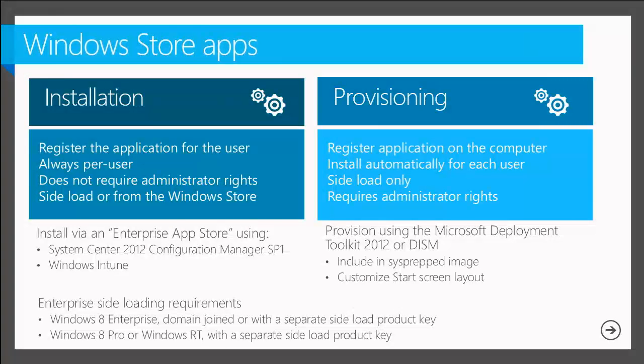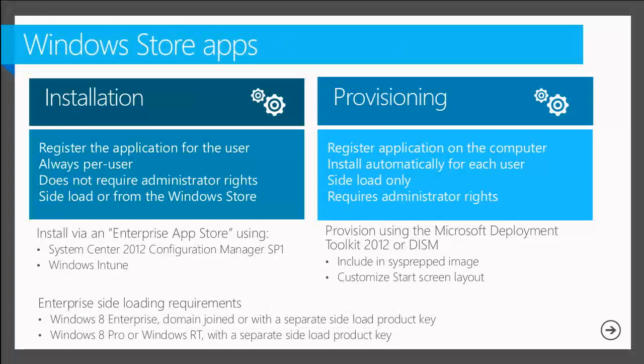So in a lot of cases, what you would do then is you would use MDT to provision the app. You would lay out the start screen the way you wanted it. You can arrange the icons, and when you sysprep the OS then, those provisioned applications are preserved. The start screen layout is preserved. So then when you deploy the OS, everyone gets the apps, everyone gets the layout that you had configured.